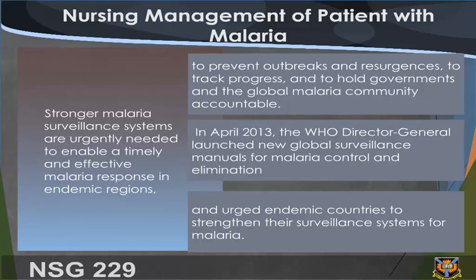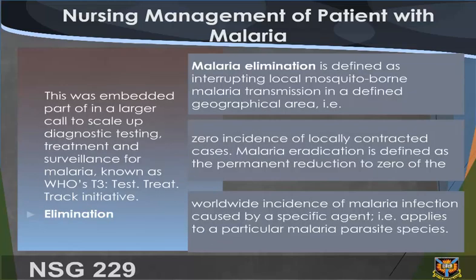In April 2013, the WHO Director General launched new global surveillance manuals for malaria control and elimination and urged endemic countries to strengthen their surveillance systems for malaria. This was embedded as part of a larger call to scale up diagnostic testing, treatment, and surveillance for malaria, known as WHO's T3: Test, Treat, Track Initiative.